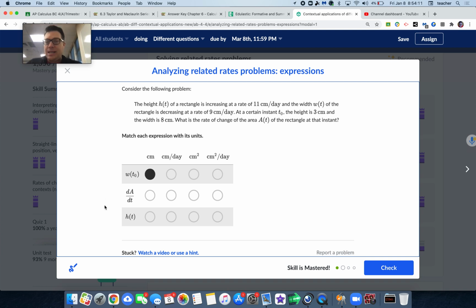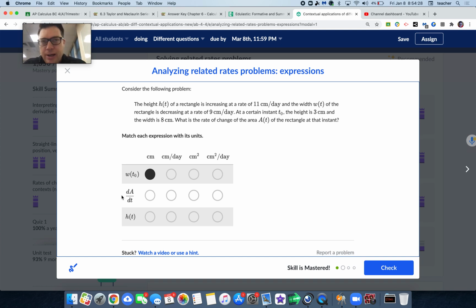dA/dt, this is row 2. The differential of area divided by the differential of time. I don't think divided is the proper way to say it, but the point being is that dA/dt is the change in area with respect to the change in time. With respect to is a better phrase than divide in a calc problem.